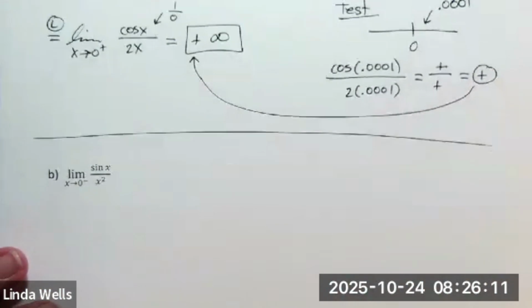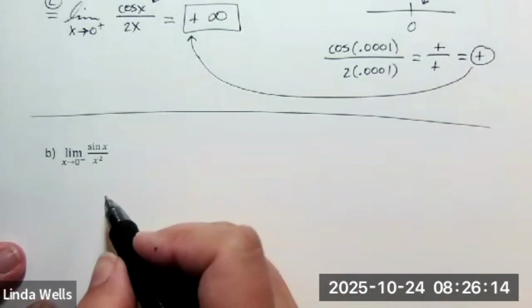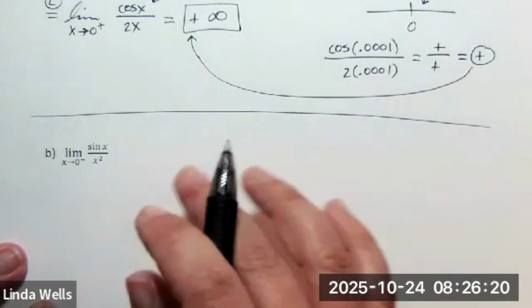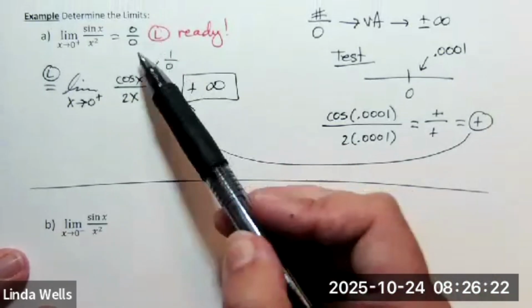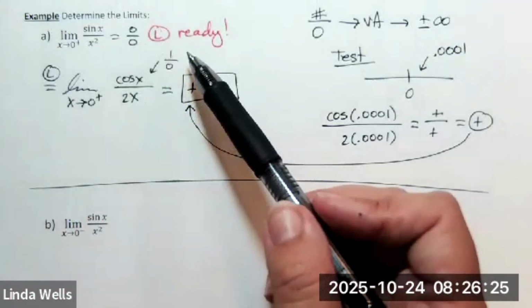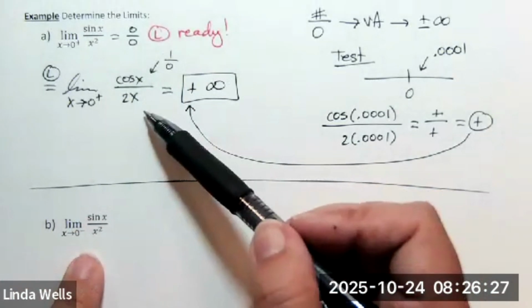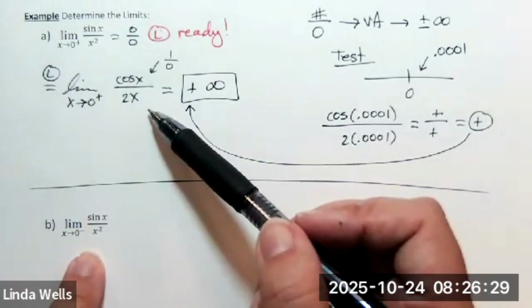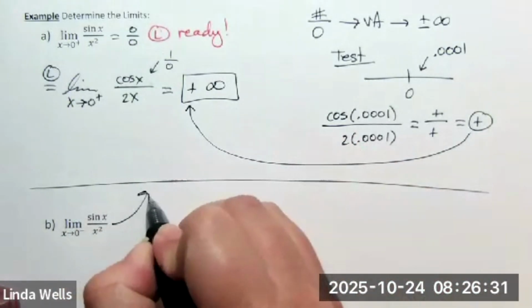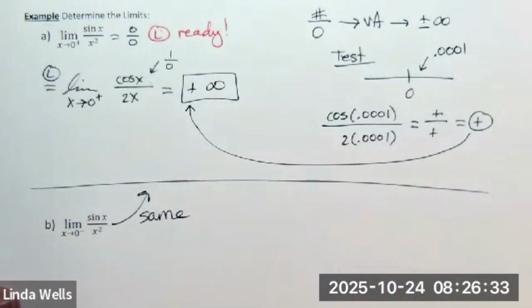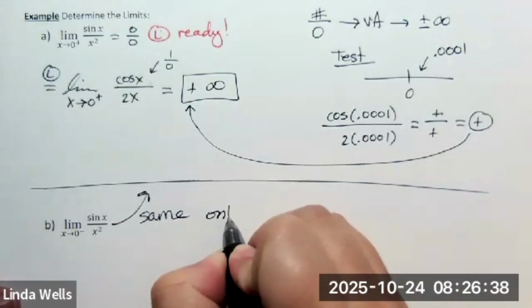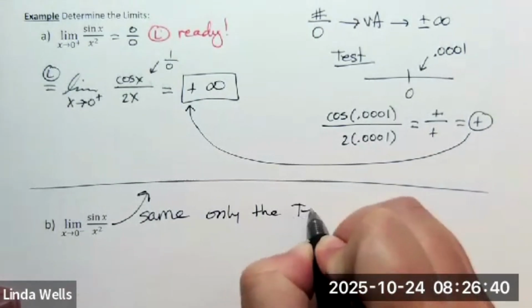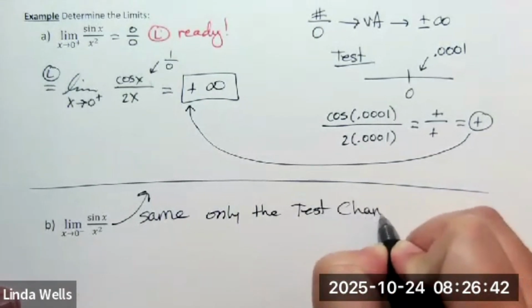Let's try another one. It's a limit. What should you do? Actually, that's the same limit, isn't it? Yes. So the first step's still the same, right? We're going to get 0 over 0, which means we're L'Hopital ready. So we're going to do L'Hopital. Do I need to do L'Hopital again? No, this is the same. What's the only thing that's going to change? Only the test changes.